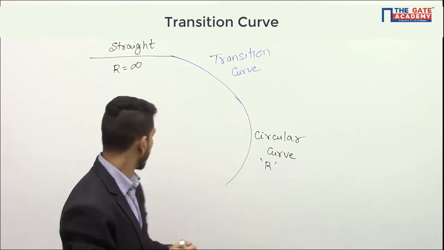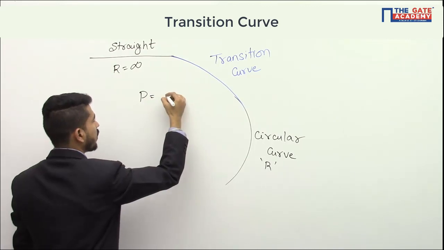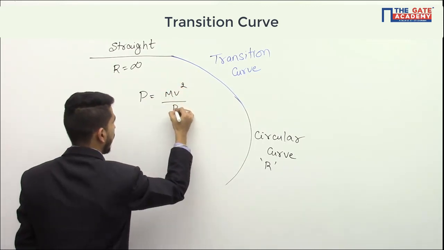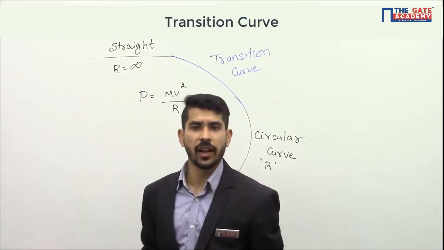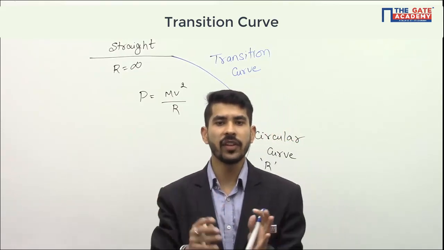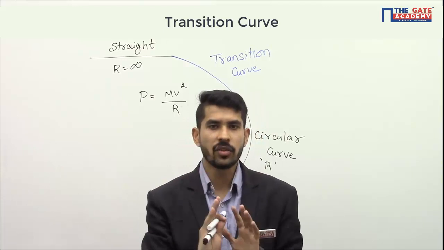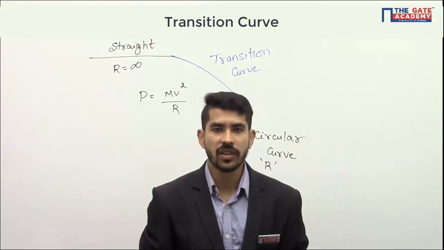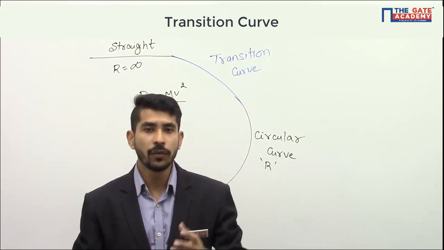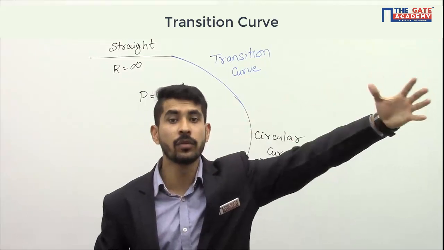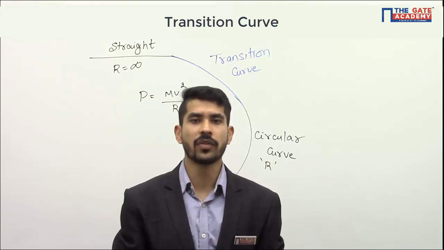How does it happen? It is very simple. Let us suppose P is the centrifugal force, which is given as mv square divided by r. When you are moving on a straight highway, we never feel that our vehicle is going in the outward or inward direction. When we are going straight, there is no force acting in the transverse direction. But when you are moving on a circular track, you feel that you are going outward. That force is centrifugal force. That means on a circular curve, there is an impact of centrifugal force.